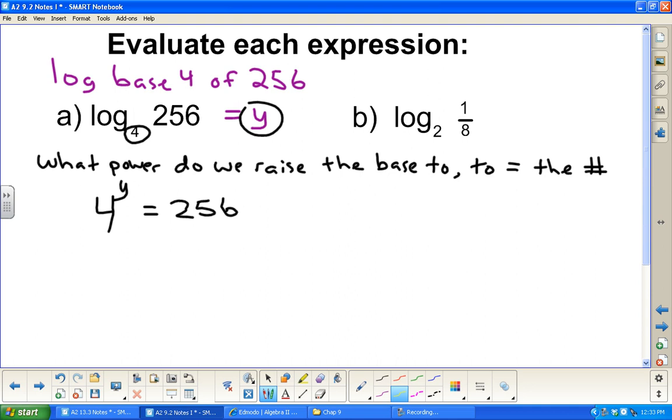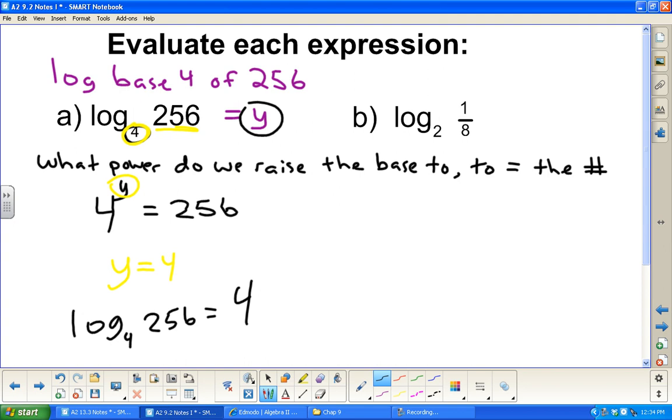What power would 4 need to get raised to equal 256? 4 to what power equals 256? And the answer to that one is 4. 4 to the 4th power equals 256. So that's the value of that logarithm. So we could say log base 4 of 256 equals, the answer is 4.